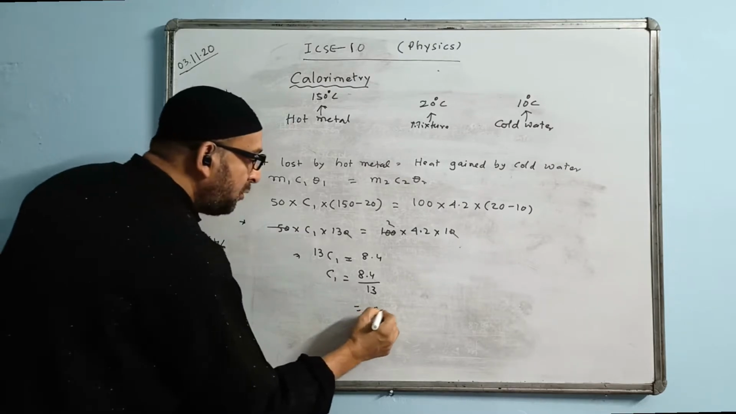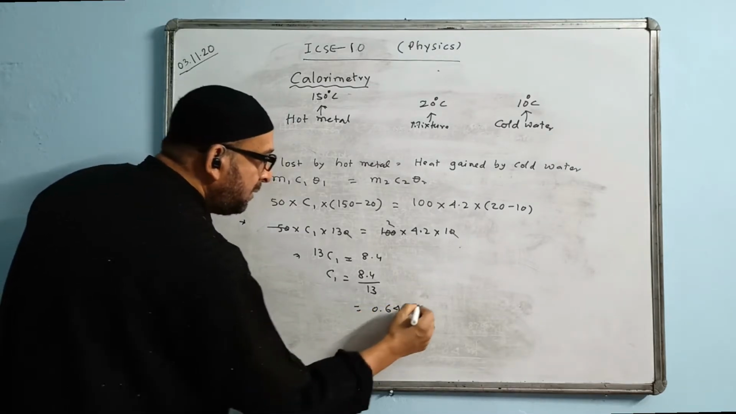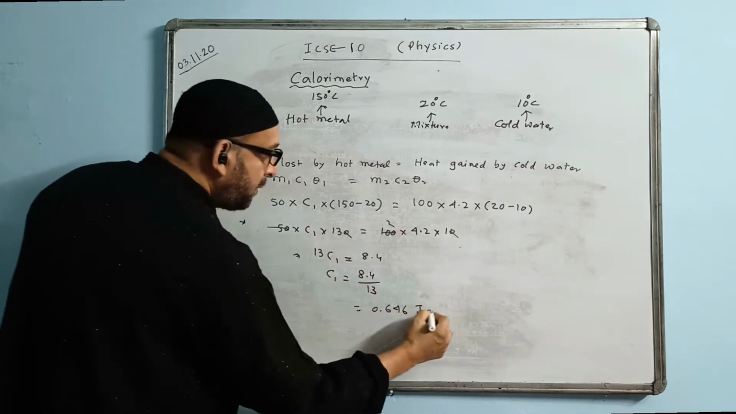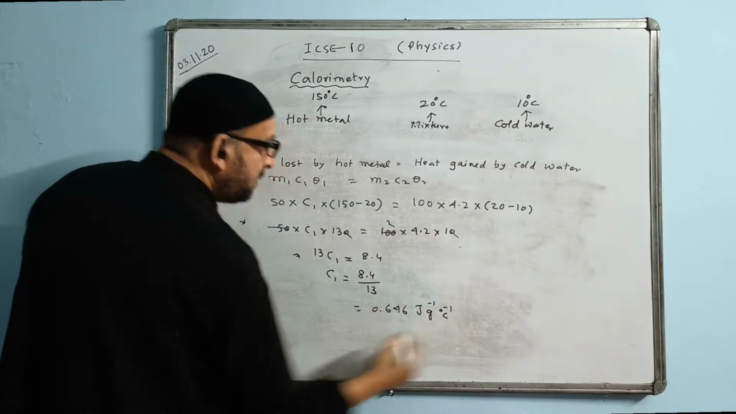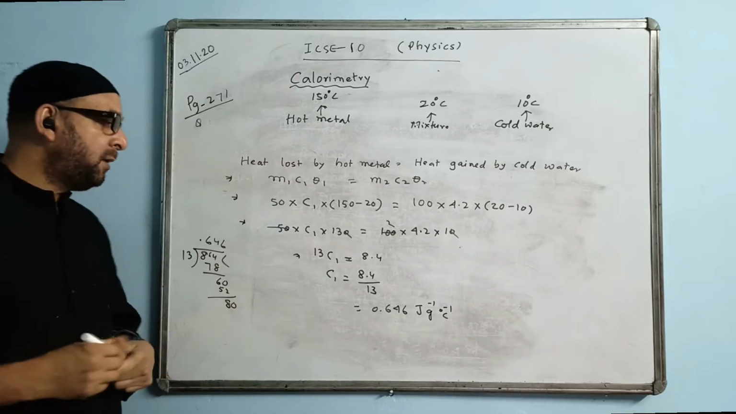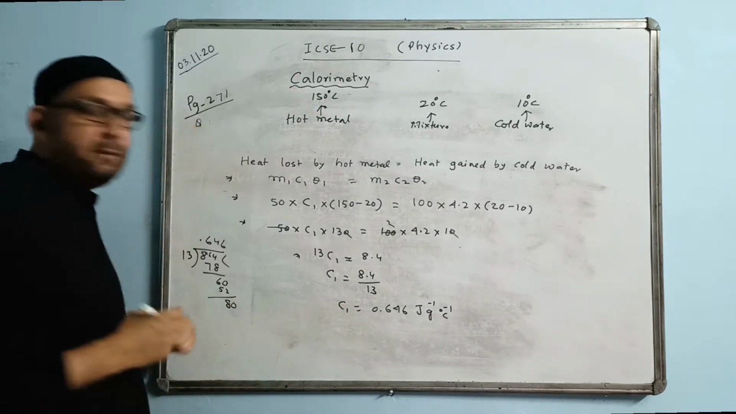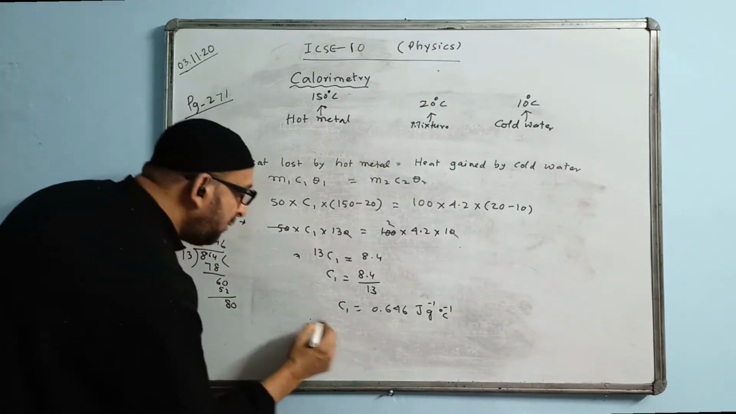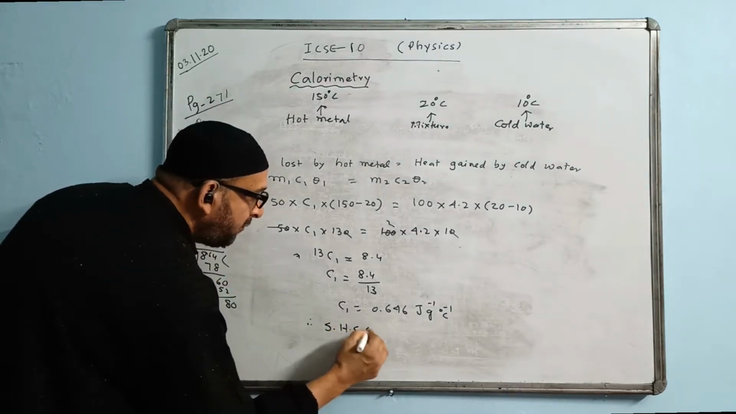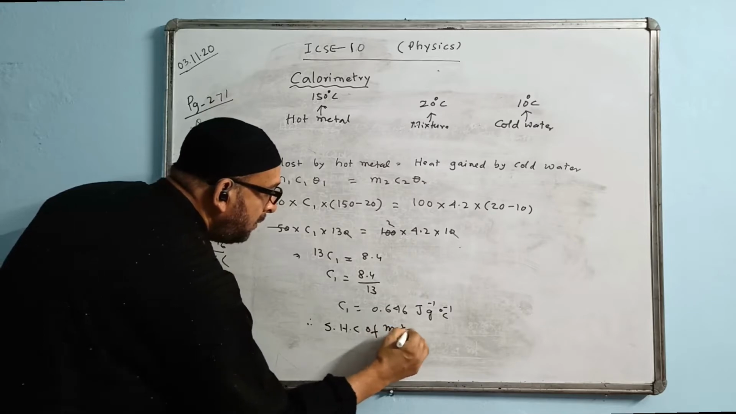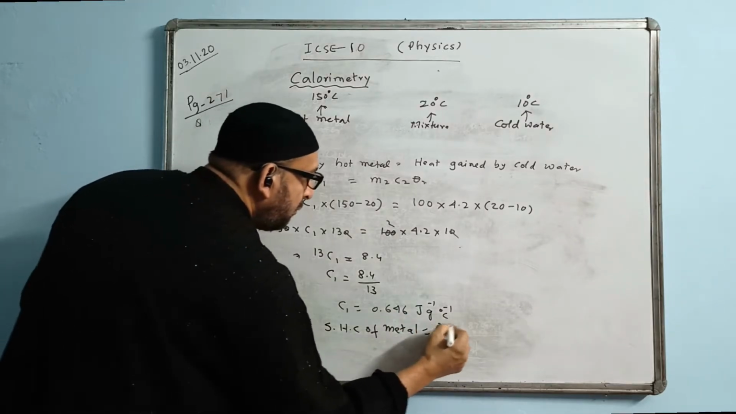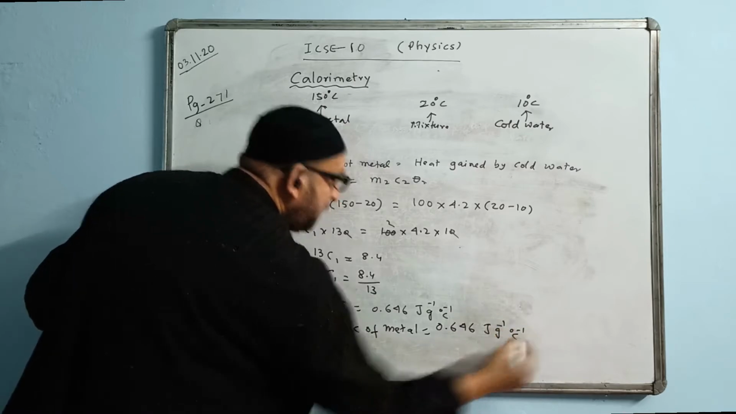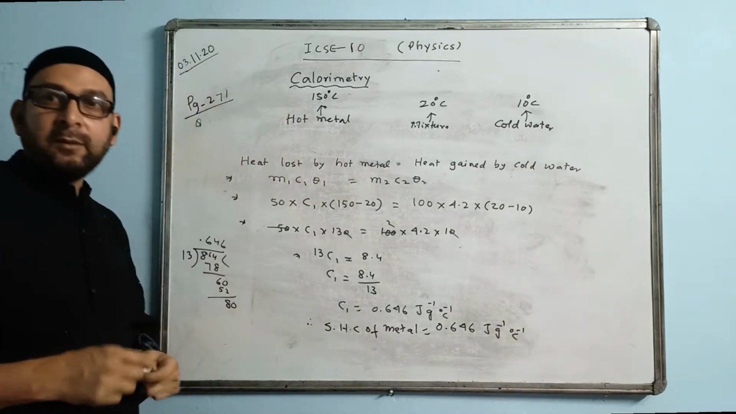We write it as 0.646 joule, the same unit. This and this two will have the same unit, joules per gram per degree Celsius or per Kelvin. We can write any one. So this is the value of C1. That means we can conclude and say therefore the SHC of the metal is equal to this value, 0.646 joule per gram per degree Celsius. So that is the answer for this question.